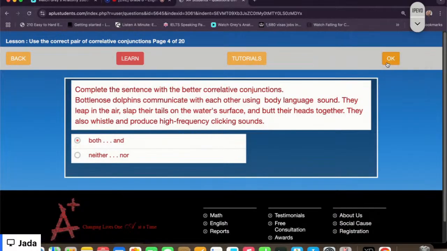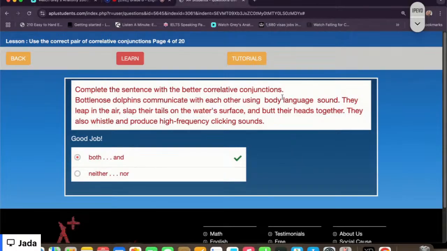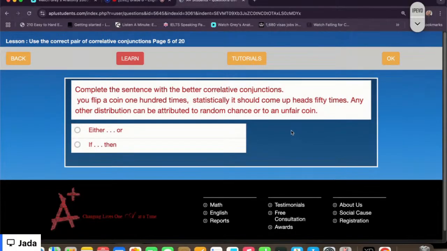So we have both and, okay, using both body language and sound. As you flip a coin 100 times, statistically it should come up heads 50 times. Any other distribution can be attributed to random chance or to an unfair coin. First or second?